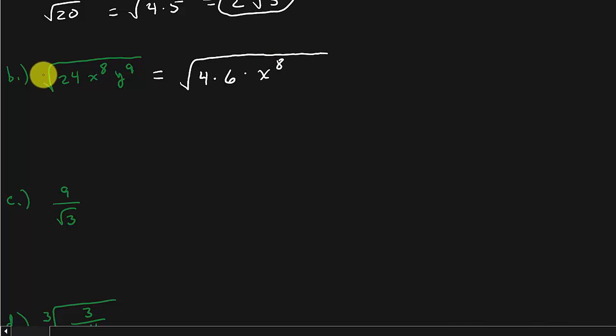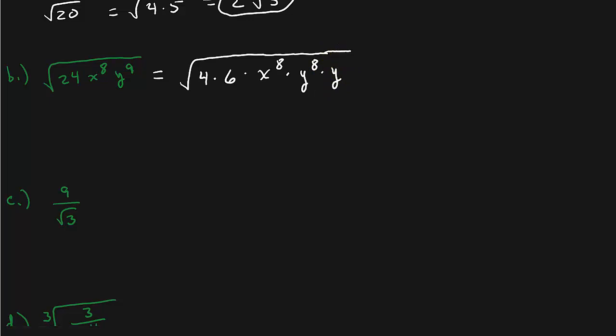Now let's look at this. We've got an index of 2. Does 2 go into 9 evenly? No, 2 does not go into 9 evenly. So let's knock that 9 down to the next number. Let's knock it down to an 8. Does 2 go into 8 evenly? Yes, 2 goes into 8 evenly. So what I'm going to do is rewrite this y to the 9th as y to the 8th times y to the 1st.